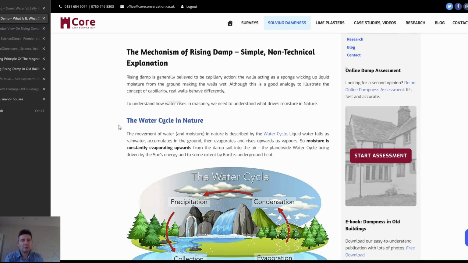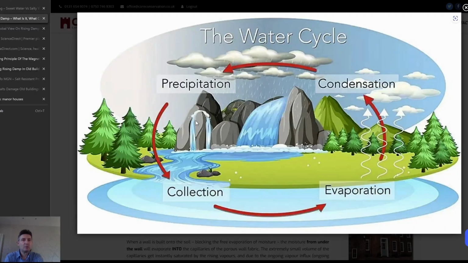Here what we see is the water cycle, which is probably taught at primary school. The water makes an ongoing cycle in nature: rainwater falls and vapors rise. So we have these two main arms of the water circulation. Rainwater comes down in liquid form, collecting in the ground, then evaporating upwards as vapors. And what is interesting and important is that only vapors rise.